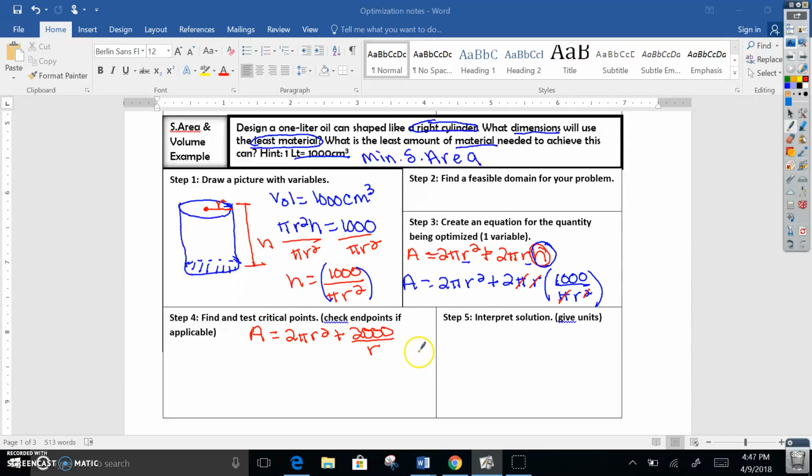Keep in mind this whole thing is not a derivative. This is just the actual area, the surface area of the cylinder, but it's now in terms of r instead of r and h. Now we can take a derivative. This one's a little more complicated to do by hand.